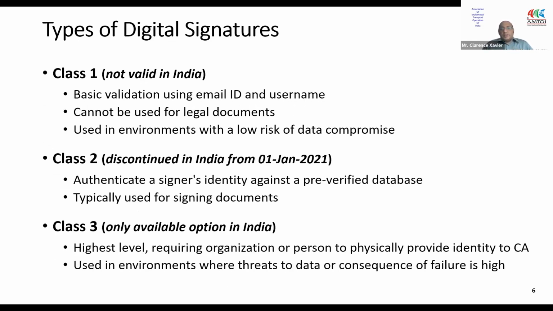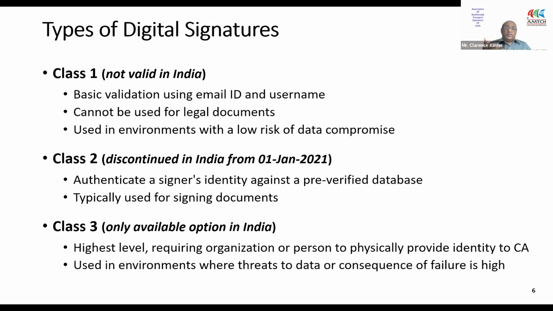So let's look at what types of digital signatures there are. We have class 1, class 2 and class 3. Now, class 1, even though you might see it, is not valid in India, and class 2 was discontinued from 1st Jan 2021. Let me just quickly go through this and then focus more on class 3. With class 1, you can get a certificate by using just a basic email ID and username as the basis to validate and authenticate yourself. There are no legal documents to be submitted in order to get a class 1 certificate. Then you have the class 2 certificate, where authentication is done against a pre-verified database. It provides one level of higher security compared to class 1, and in other countries, it's used to sign some documents.